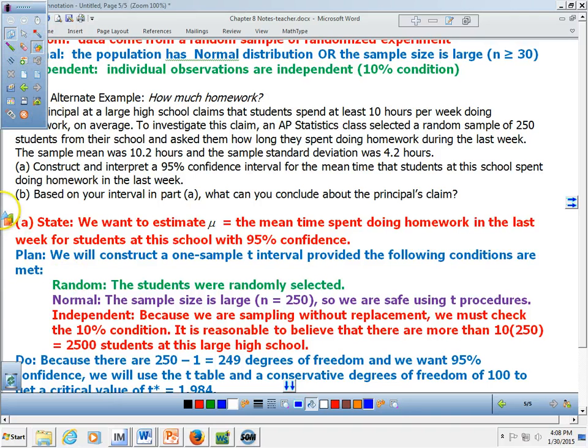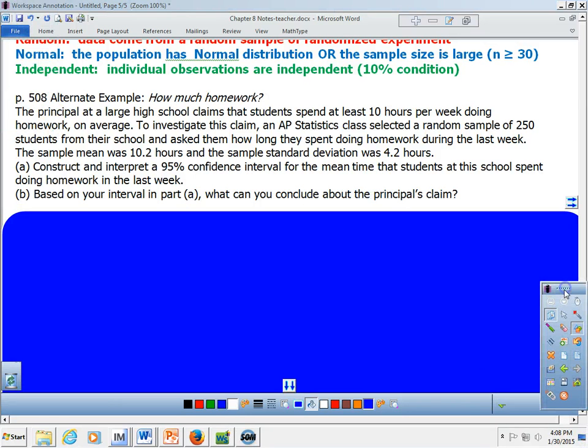All right, so the principal at a large high school claims a student spends at least 10 hours per week doing homework on average. To investigate this claim, an AP Stats class selected a random sample of 250 students from their school and asked them how long they spent doing homework during the last week. The sample mean was 10.2 hours and the sample standard deviation was 4.2 hours. Construct and interpret a 95% confidence interval for the mean time that students at this school spent doing homework in the last week. And then we have a part B here. Based on your interval, what can you conclude about the principal's claim? Because his claim is that our students spend at least 10 hours per week doing homework. We've got to keep that in mind.